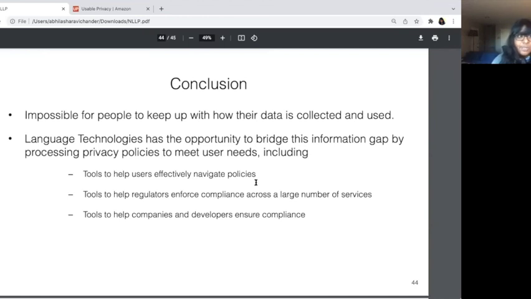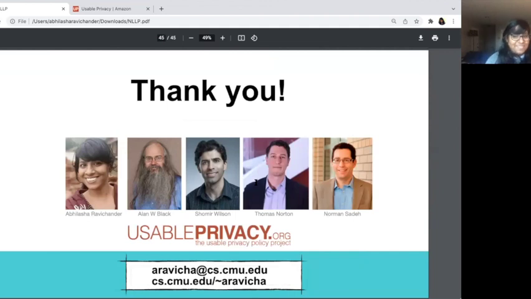And there's a real opportunity for language technologies here to make an impact in this domain, which extends to virtually every internet and mobile user. To do so, we will need tools that help users more effectively navigate policies. We need tools that can help and assist regulators to enforce compliance across services. And we need tools that help companies and developers put forward compliant privacy policies and nutrition labels in the first place.